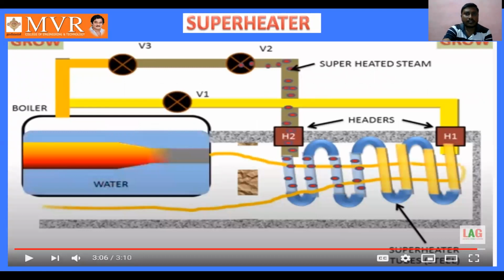And the last one is about the superheater. We can observe the superheater here. Here we have three valves, V1, V2, V3. And these are the headers. H1 and H2 are the headers. And these dots are the superheated steam.